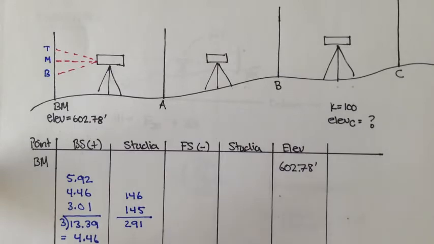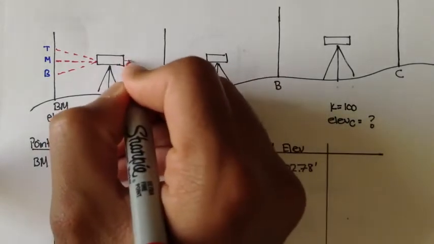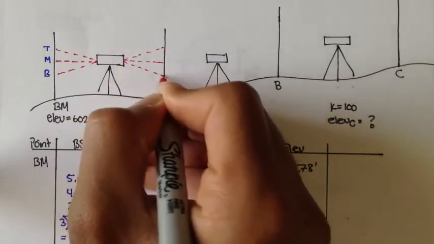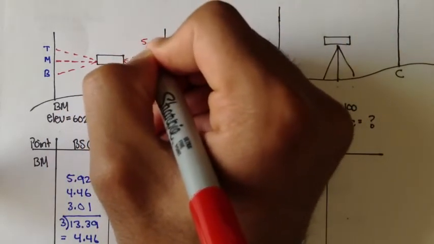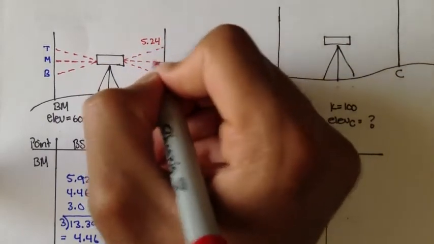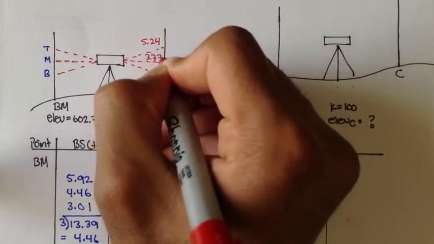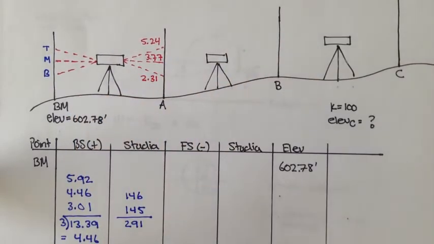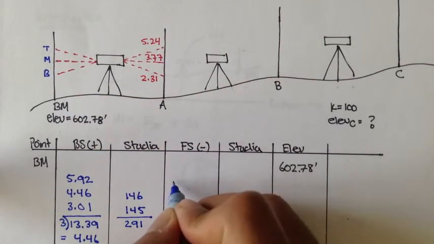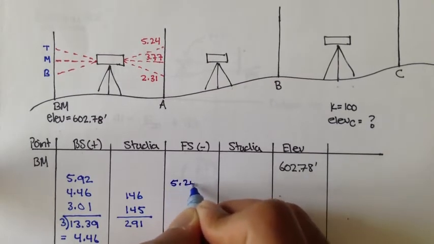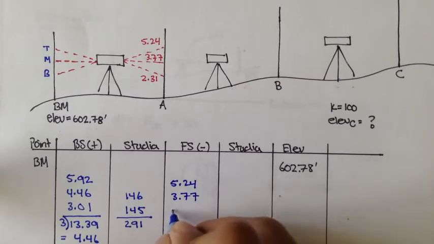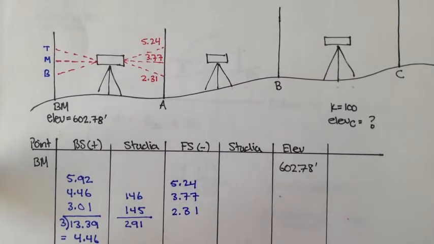Let's do the same thing for the foresight. Okay, the foresight, or the reading at A, I measure out to be 5.24, 3.77, and 2.31. Okay, so I'm going to write that down here. For our foresight, we got 5.24, 3.77, and 2.31.